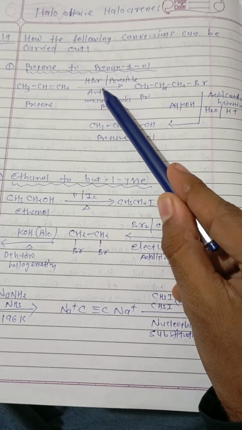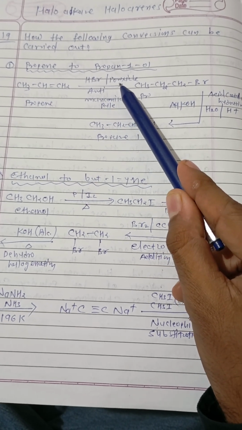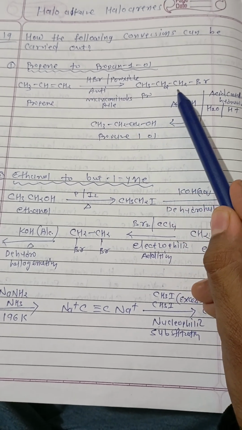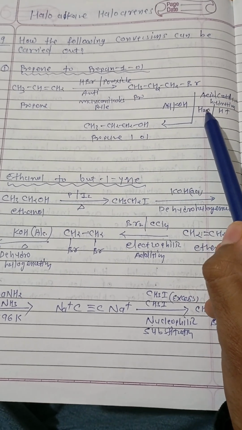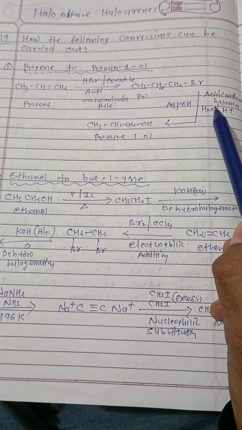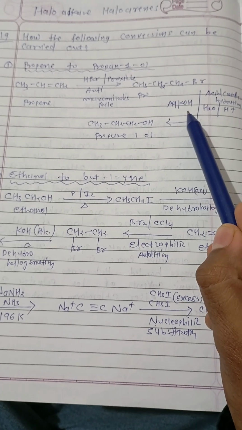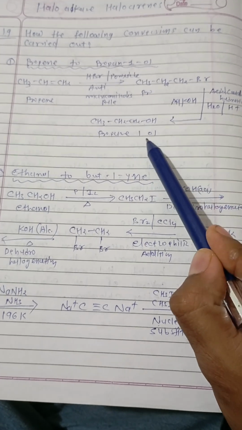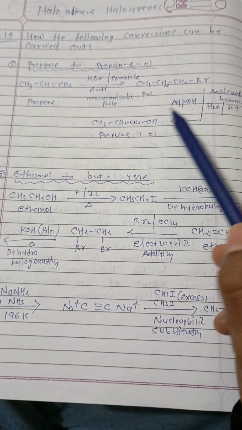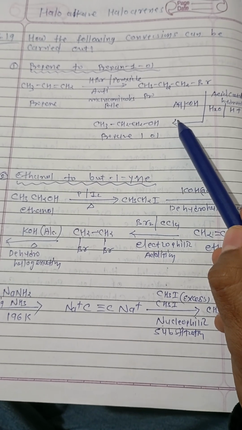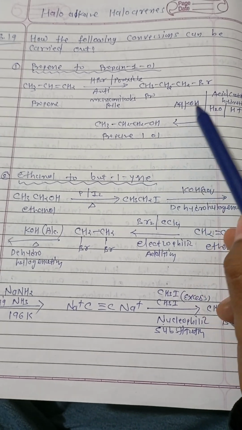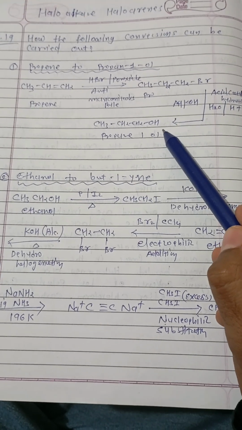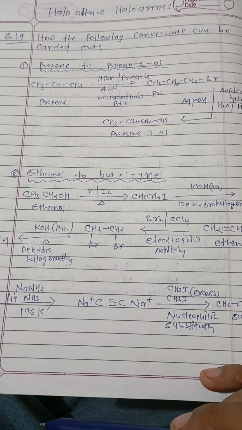The anti-Markovnikov rule we have to apply here, in the presence of HBr and peroxide catalyst. We have to make 1-bromopropane, which we learned in 11th science. Then with aqueous KOH, it will form propan-1-ol. Any one of these procedures you can consider to form propan-1-ol from 1-bromopropane. So this is the simple method I mentioned here.